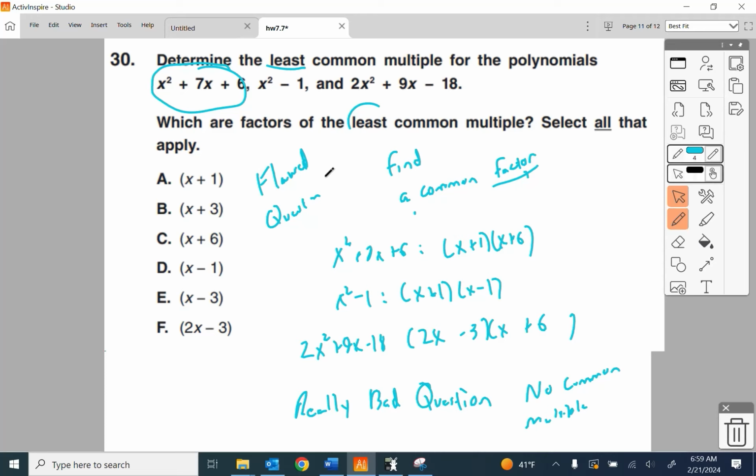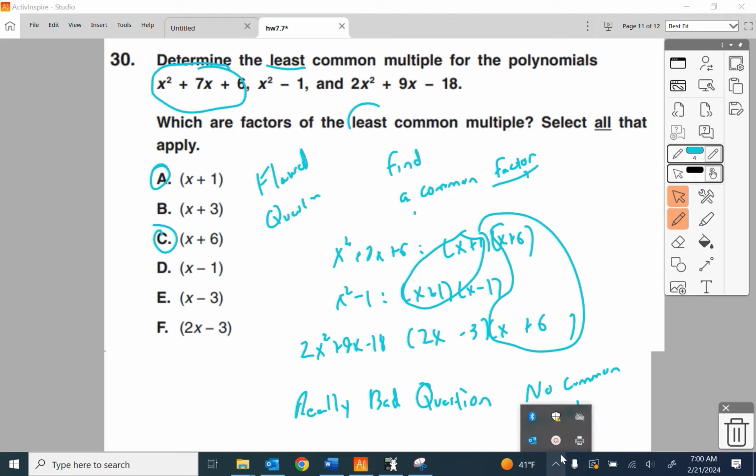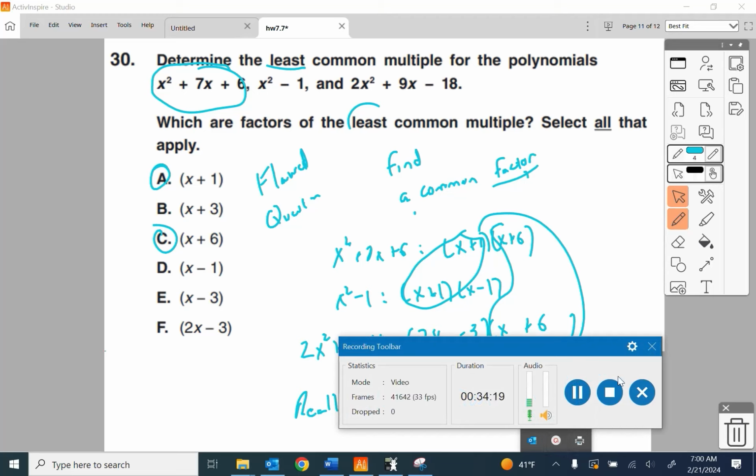I guess I could see maybe saying we have x plus 1 here and there, and then we have x and 6. I don't know what the point of this test was. I'm very confused by that. It's just a flawed question. And that's where I'm going to stop. Even smart people make mistakes.